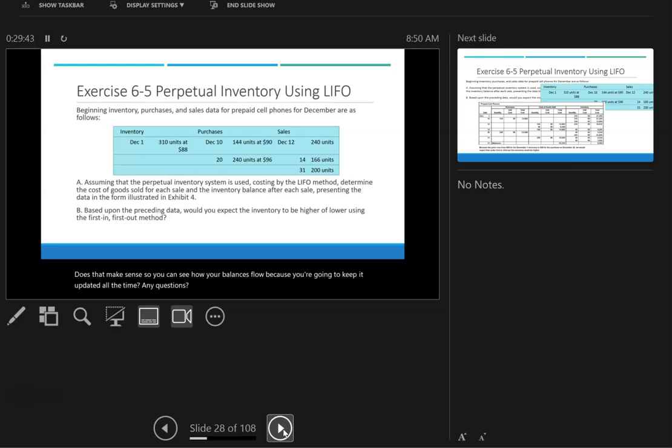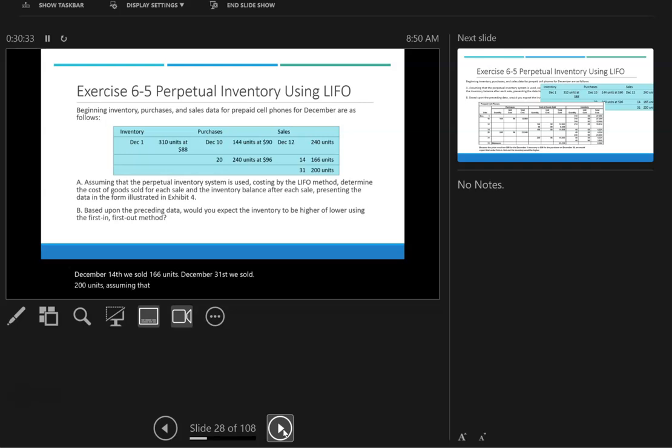Now, beginning inventory, purchases, and sales data for prepaid cell phones for December are shown here. We've got 310 units at $88. We have purchases on December 10th, 144 units at $90. We have another purchase on December 20th, 240 units at $96. And then we have some sales. December 12th, we sold 240 units. December 14th, we sold 166 units. December 31st, we sold 200 units.